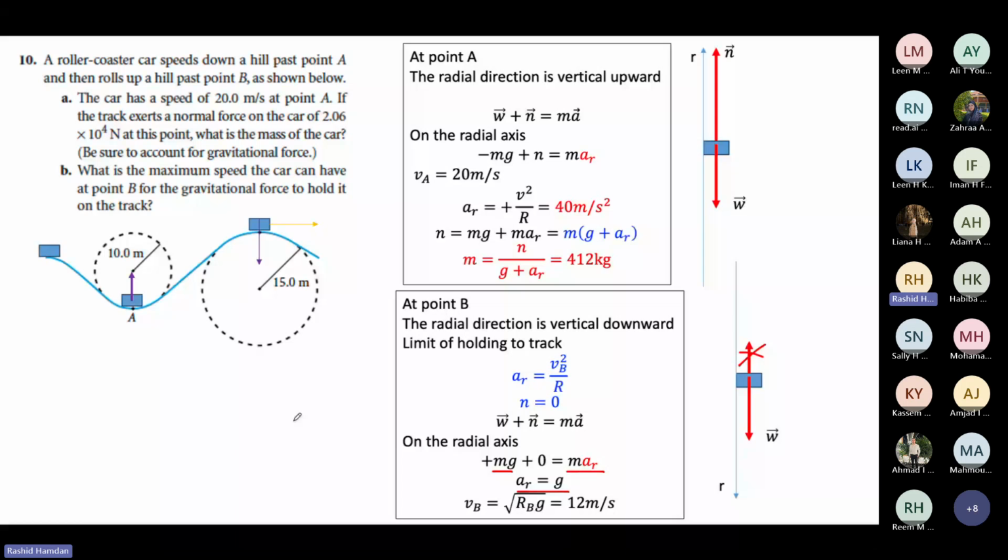So it means that I have a limit on how fast I can go on the track and stay on the track without flying off. The maximum speed I could have here is when the acceleration is equal to v_b squared over r. I need to stay on track, so I need my acceleration to be equal to the velocity squared over the radius. So v_b is equal to the square root of the radius times g. And r_b is 15, g is 10, square root of, well, 9, approximately 12 meters per second.